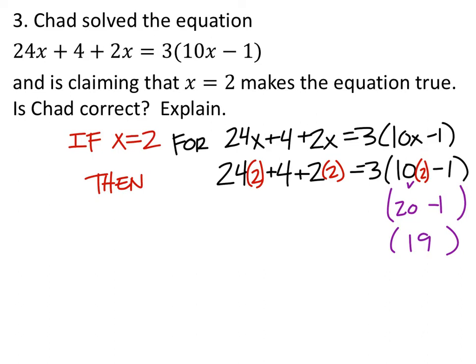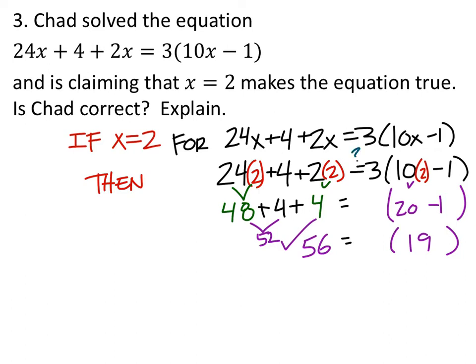On the left side, we've got 24 times 2, which is 48, and 2 times 2, which is 4. So 48 plus 4 plus the green 4 there. That would be 48 plus 4 is 52. Plus this other 4 would be 56. Now this, again, we're looking at this and we're not sure yet. So we're going to say this is a question mark because we're not sure if it's equal.